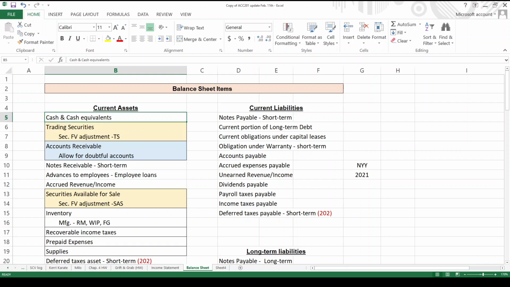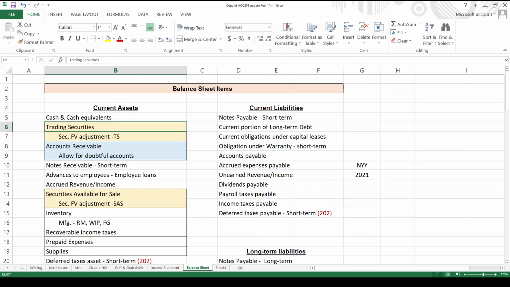And what is a cash equivalent? That would be a short-term security like a treasury bill that comes due within 30 days. Very little chance of any major market fluctuation. So sometimes companies will group these together.